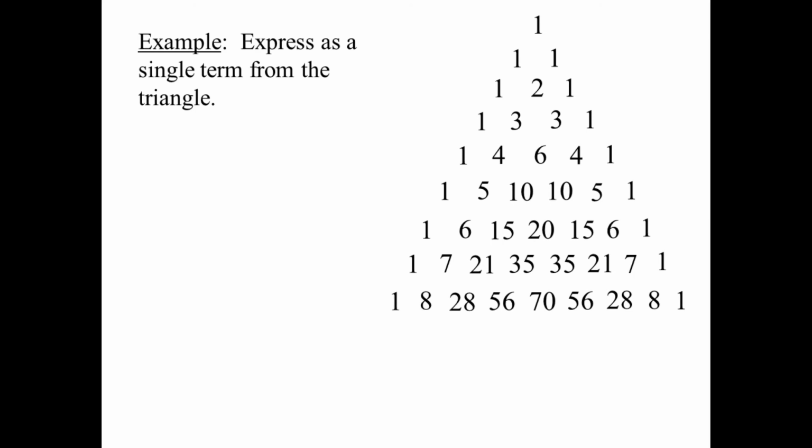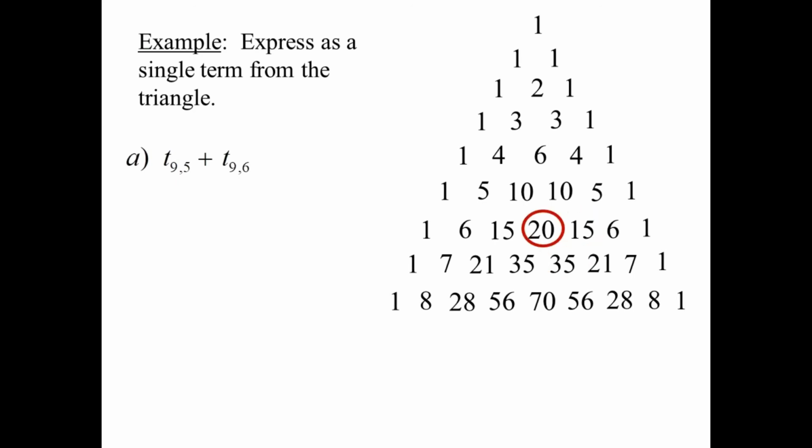Now comes a challenge. Express as a single term from the triangle: T sub 9, 5 plus T sub 9, 6. Well, I didn't write out the ninth row here, but this is asking for the ninth row, fifth term plus ninth row, sixth term. Before we figure out how to do this without seeing the numbers, let's see if maybe we can establish relationships within this triangle. Take a look at these three numbers in the triangle.